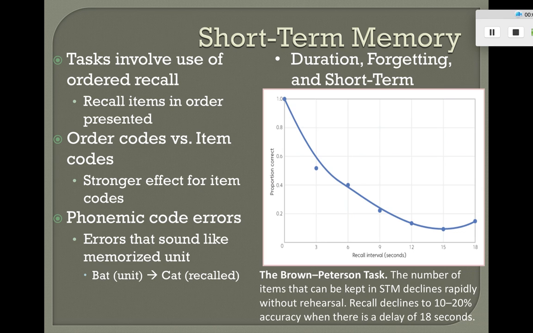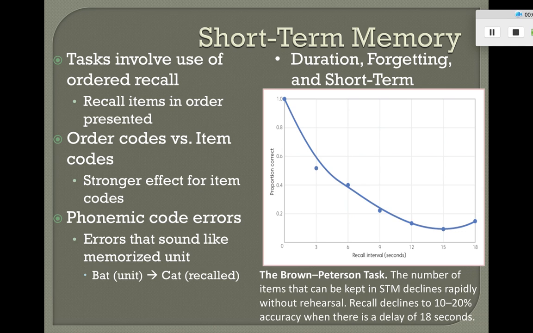But what happens if you learn information and then we ask you to wait 3 seconds? We see a very rapid decline in your recall proportion correct. You go from 100% immediately after learning information to about 50% at 3 seconds. At 6 seconds, you're about 40%. At 9 seconds, you're about 20%. At 12 seconds, you're at about 18%. At about 15 seconds, you're going to be about 15 or 16%.